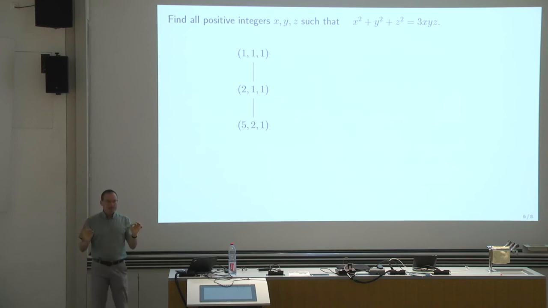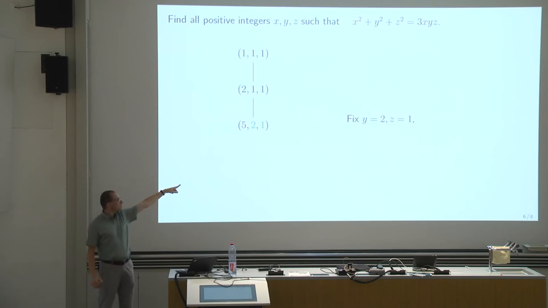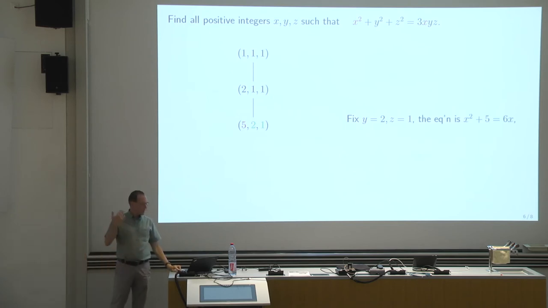Before we do that, let me do something that looks a little bit stupid, but it will be useful later. Just to be sure, what happens if you fix the 2 and 1? Well, that's how we got to 5, 2, 1, by fixing 2 and 1 before. So if I fix the 2 and 1, look at it as an equation for x. I get x squared plus 5 equals 6x.